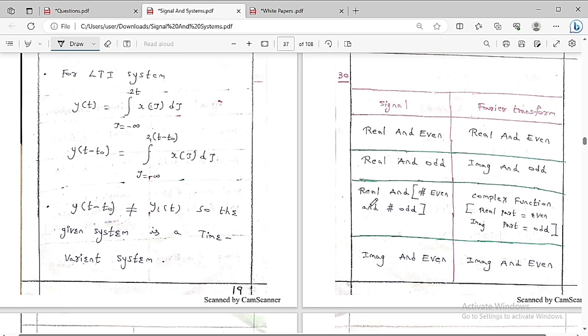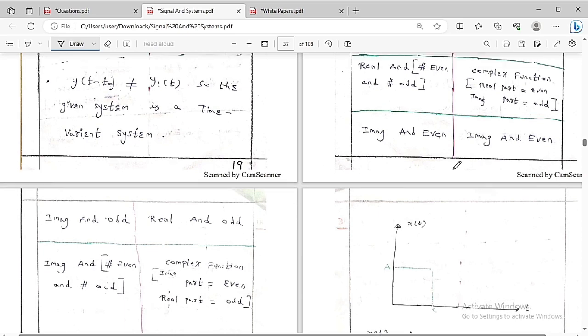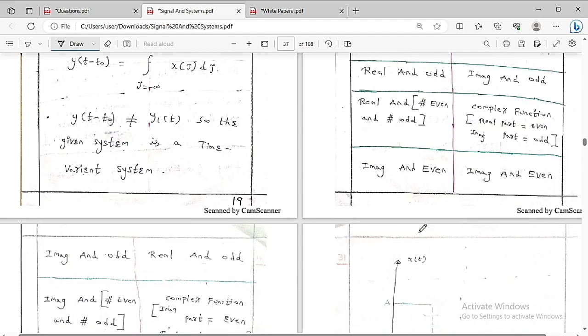Suppose a given signal is real and is neither an even signal nor an odd signal, then the Fourier transform is a complex function, and the real part we are going to get is even in nature and the imaginary part we are going to get is odd in nature. So if you remember these first three things, then getting the remaining three things is a piece of cake. So you have to remember the first three things.